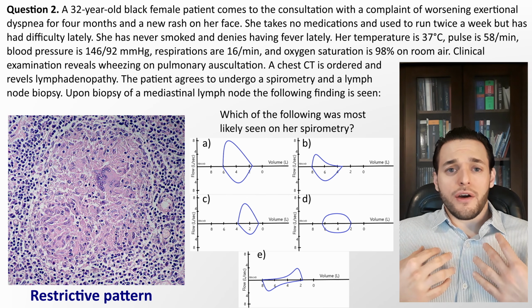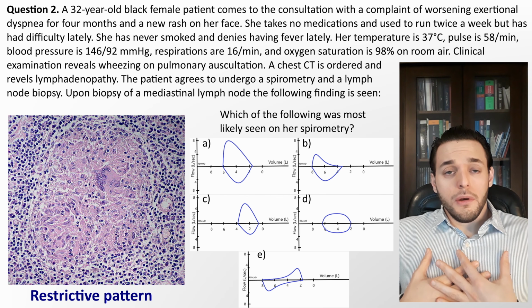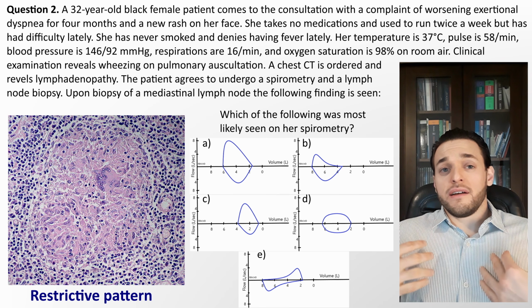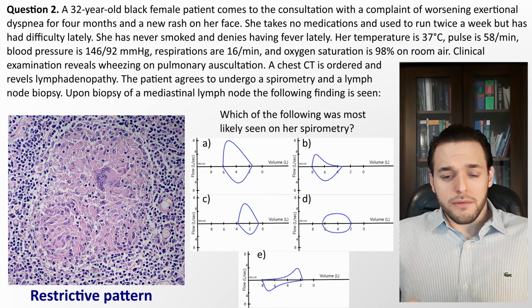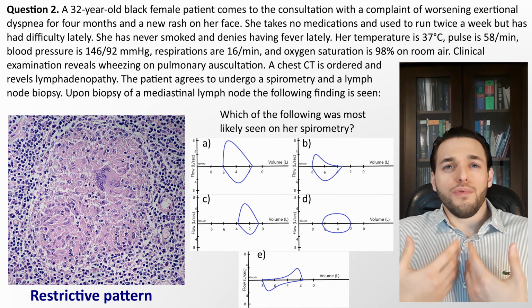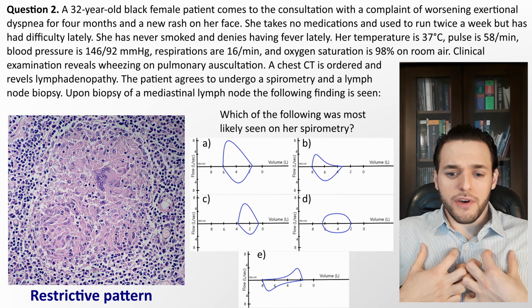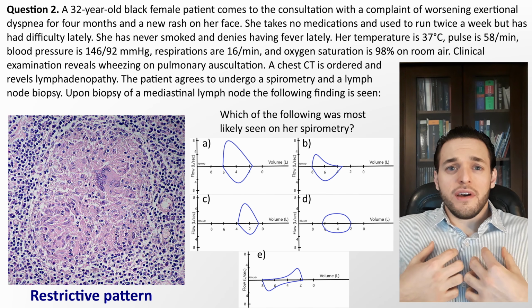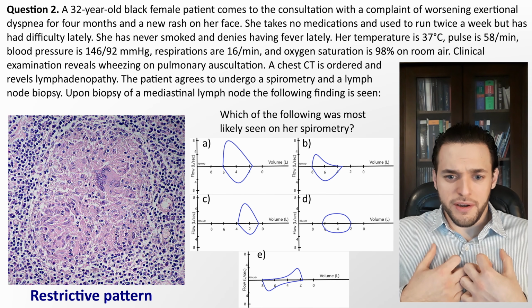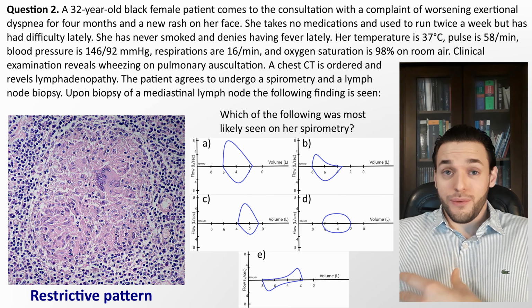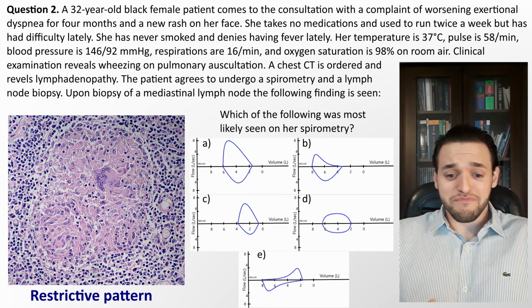The lung will have lower volumes, but it will have no problem in breathing air in or out. You have no specific obstruction. It's just as a whole somewhat fibrosed, so you have less space in your lungs. And so we know that sarcoidosis is going to present with a restrictive pattern.